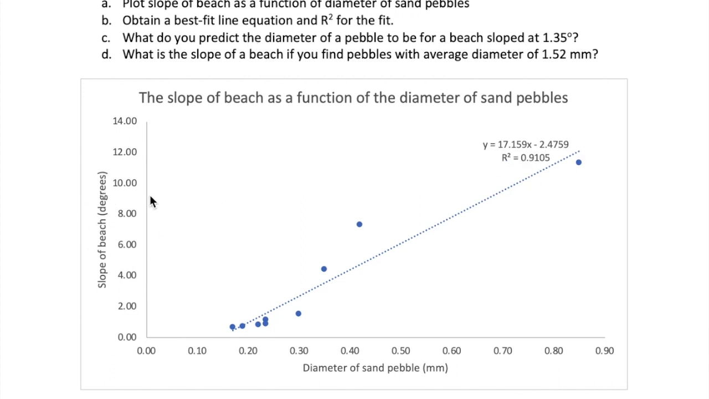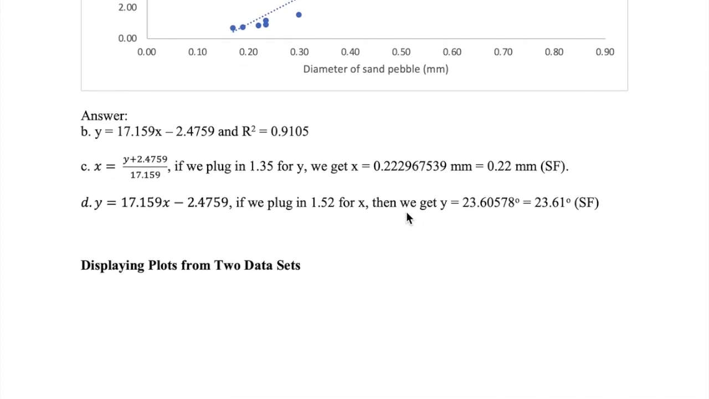Remember that our y variable represents the slope of the beach, and our x variable represents the diameter of the sand pebble. If we want to predict the size of the pebble given a particular slope, we therefore are asked to solve for the x variable for a given y value. So in this case, what we must do is rearrange the equation as shown here and then plug in 1.35 for the y value to get a calculated x value shown here, which contains many digits.